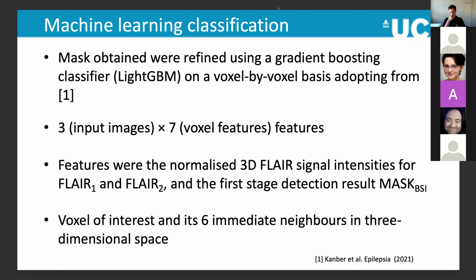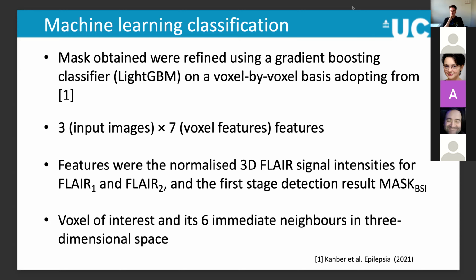So this was essentially a binary classification on a voxel by voxel basis, which we used. We have found it to be useful for a different line of work, and we thought it would be interesting to try and apply it to this problem. So we had a binary classification problem, and we had 3 times 7 features.